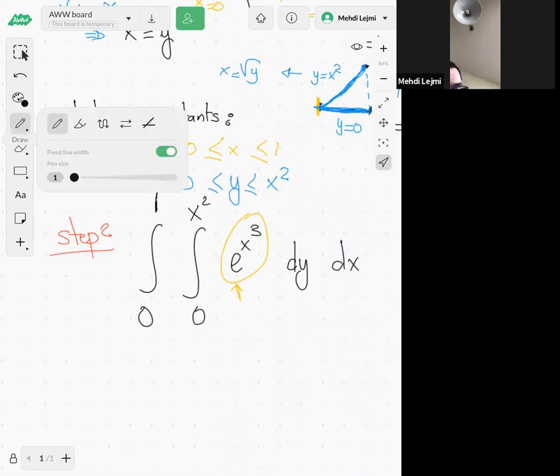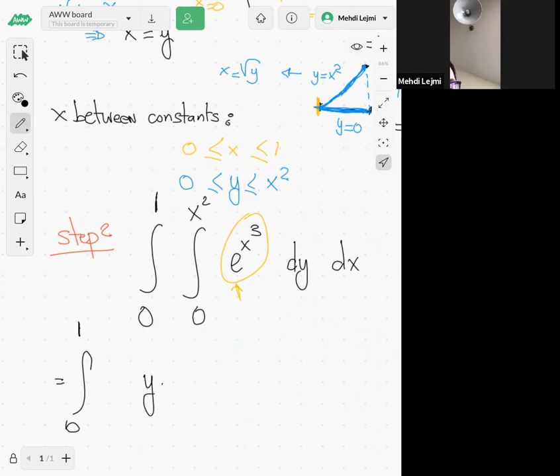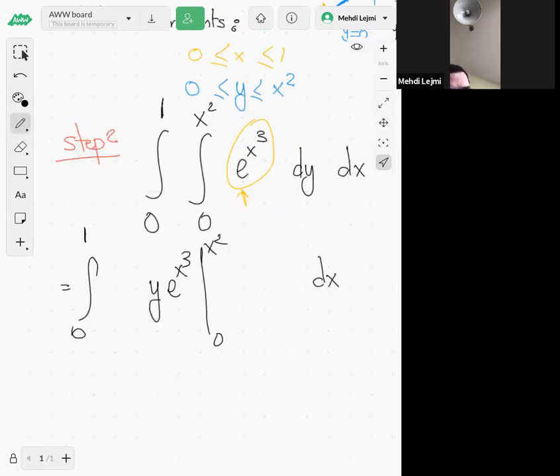So here's 0, 1. It's y times the constant, and y between 0 and x squared. So this is my dx. So if y is equal to x squared, it's x squared e to the x cube, and then minus 0 dx. And now this is actually easy to integrate. You can use a substitution if you want.